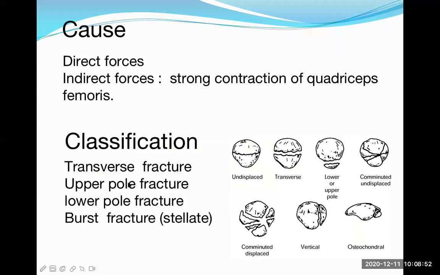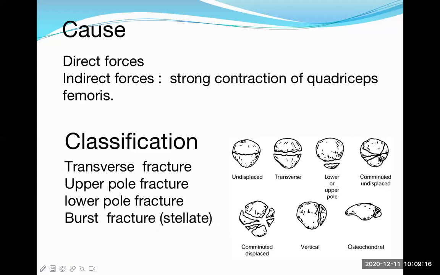Transverse fracture, upper pole fracture, lower pole fracture, and the burst fracture, also known as stellate type of fracture. So here, this is a transverse fracture, but it is undisplaced. It is a transverse fracture which is displaced. Okay, this is a lower pole fracture. Lower pole fracture, or similarly, upper pole fracture may also be there.